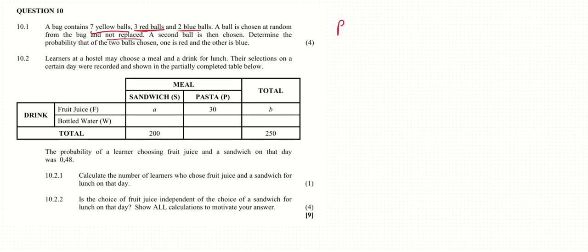So then we are looking for the probability of red and blue. They didn't give us the order of how we're choosing this. But let me help you do this using the tree diagram. We have 3 choices: yellow, red, blue. The total number of balls is 12.